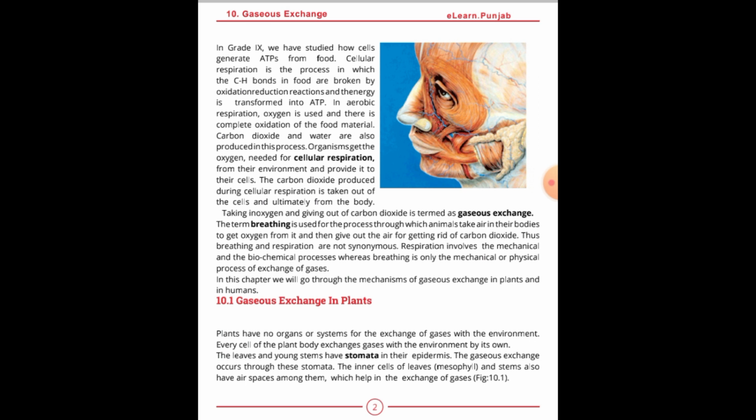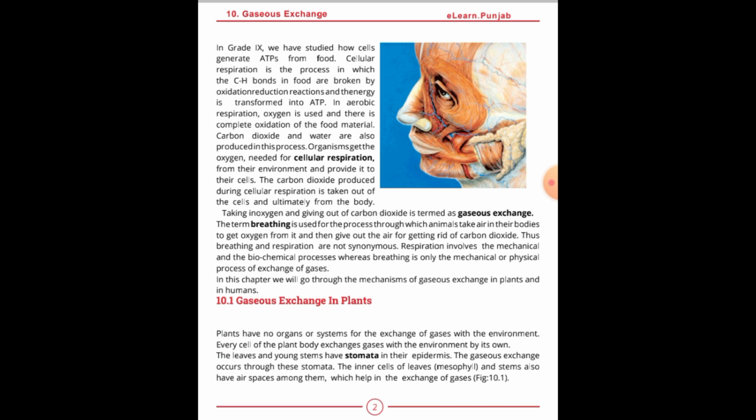In aerobic respiration, oxygen is used and there is complete oxidation of the food material. Carbon dioxide and water are also produced in this process. Organisms get the oxygen needed for cellular respiration from their environment and provide it to their cells. The carbon dioxide produced during cellular respiration is taken out of the cells and ultimately from the body. Taking in oxygen and giving out carbon dioxide is termed gaseous exchange.